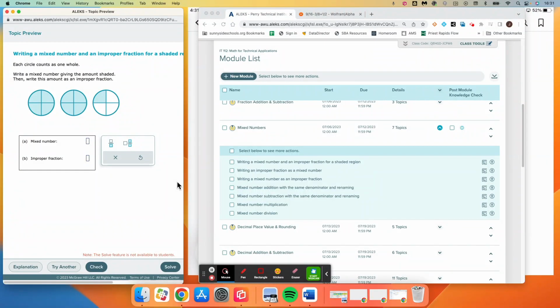And so I'm writing a mixed number and an improper fraction for a shaded region. What I'll do with each of these first is start with the mixed number and then convert that to an improper fraction, and I'll show you how I go about doing that.